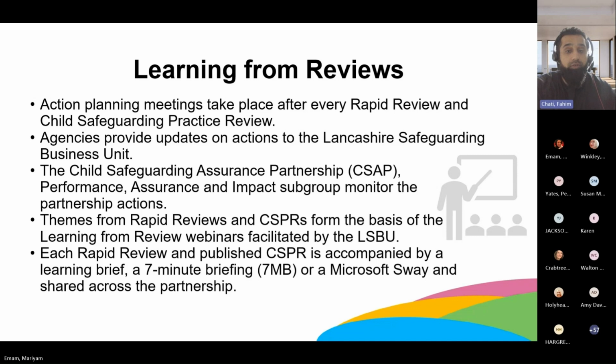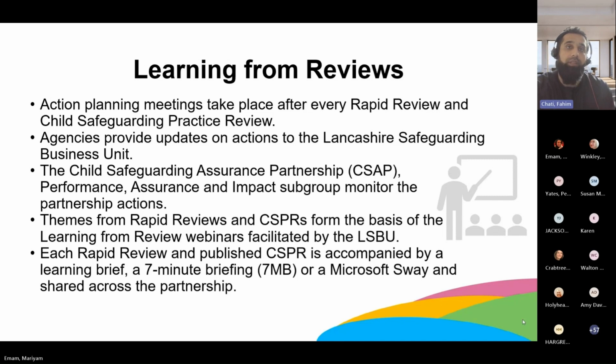The Child Safeguarding Assurance Partnership, as mentioned by Helen, is the governance structure where this will be accounted for, within the Performance Assurance and Impact subgroup, and that is also coordinated by the Lancashire Safeguarding Business Unit. There's the flow chart that was shared before. It shows how the assurance and updates are followed through to the Performance Assurance and Impact subgroup.